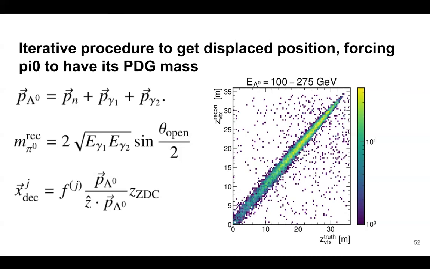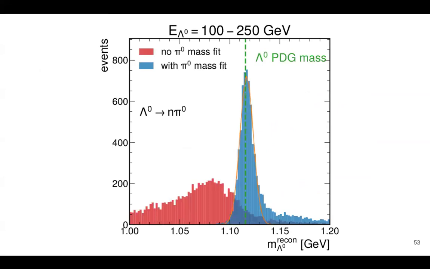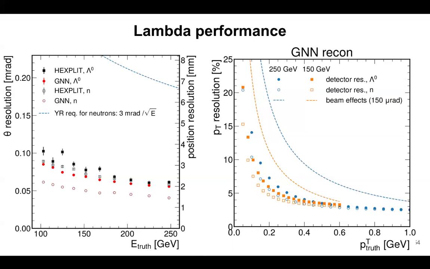So this is the truth versus reconstructed Z distribution. It's a nice diagonal, which allows us to measure a nice peak. So this is our simulated events. The blue distribution, after our tricks, gives you the invariant mass of the lambda exactly where it should be. And so this really shows, for the first time, that we are able to measure lambda at very high energy with the ZDC.